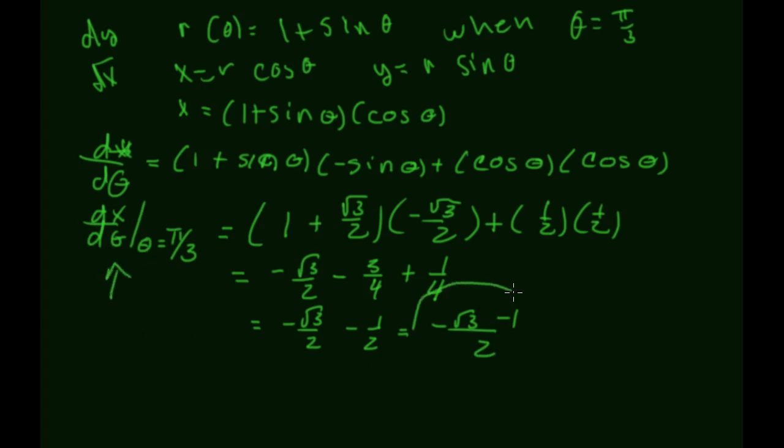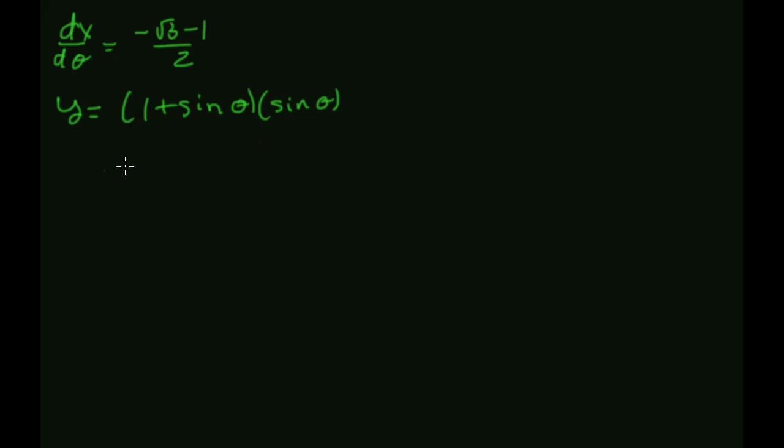Okay, so we're going to hang on to that for a minute. dx d theta is negative root 3 minus 1 over 2. So let's carry that over here. We have dx d theta being negative root 3 minus 1 over 2. Okay, so now let's play the same game with y. So y should be r, which was 1 plus sine theta, now times sine theta. All right, so it's r times sine theta.